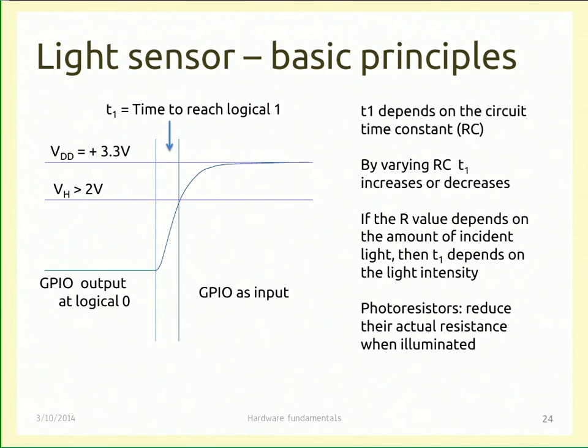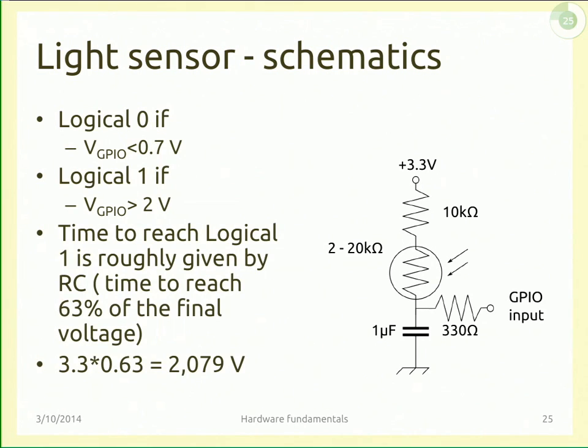So the basic idea is to use an RC circuit, which has a time constant, and to measure the time needed for charging the capacitor, basically. And these times depend on the value of the resistor, which is in series with the capacitor, which in turn depends on the light. So this will be the circuit. Okay.